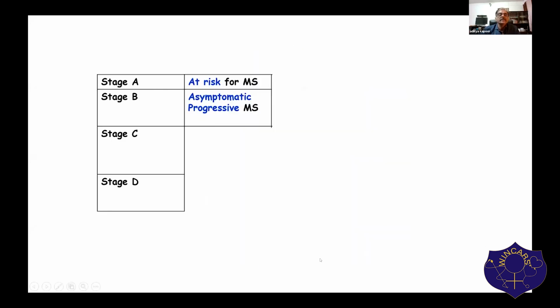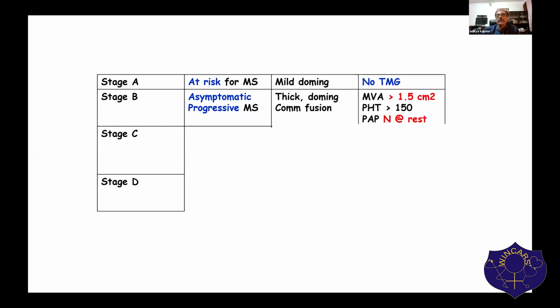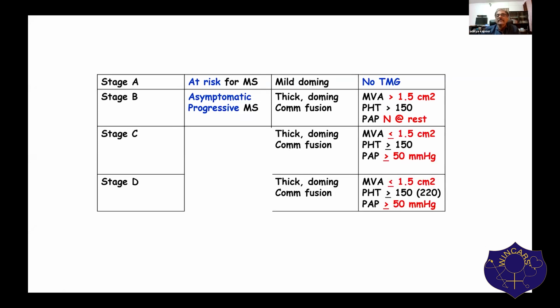Yeah. So mitral stenosis, for all the students, before we come to severe MS, in today's world the examiners may also ask you what is the stage. So at risk for MS is mild doming, no transmitral gradient. You have to understand asymptomatic progressive MS is valve area more than 1.5 and PA pressures are normal at rest. Stage C and D are valve areas less than 1.5, PA pressures are high. Stage C is, of course, asymptomatic severe, and stage D is symptomatic severe. Some classifications also include one more category, very severe MS, that is valve area less than 1. So you have to be aware of this.